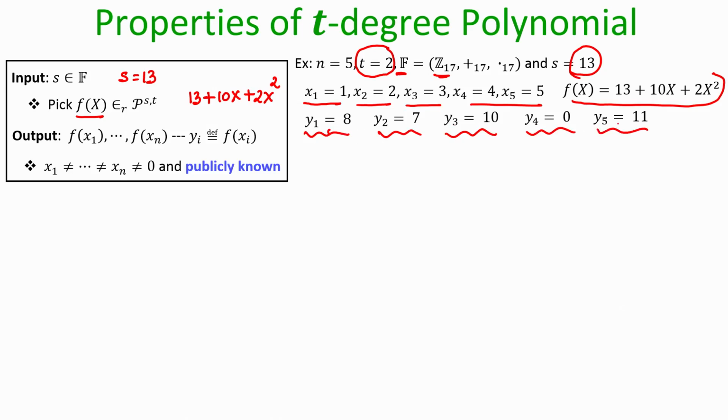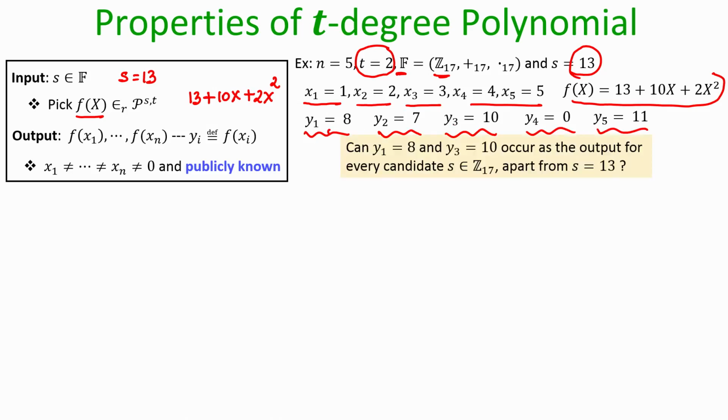And if I evaluate this polynomial at 1, 2, 3, 4, 5, I get these y values. Now, you come to me and ask for any 2 of the 5 y values. Suppose you ask for, say, the first and the third y value. So, I give you y1 equal to 8 and y3 equal to 10. And now I ask you, can you tell me what was my input? Was it 1, was it 2, was it 0, was it 5? Which element from Z17 have I used as my input in the experiment?